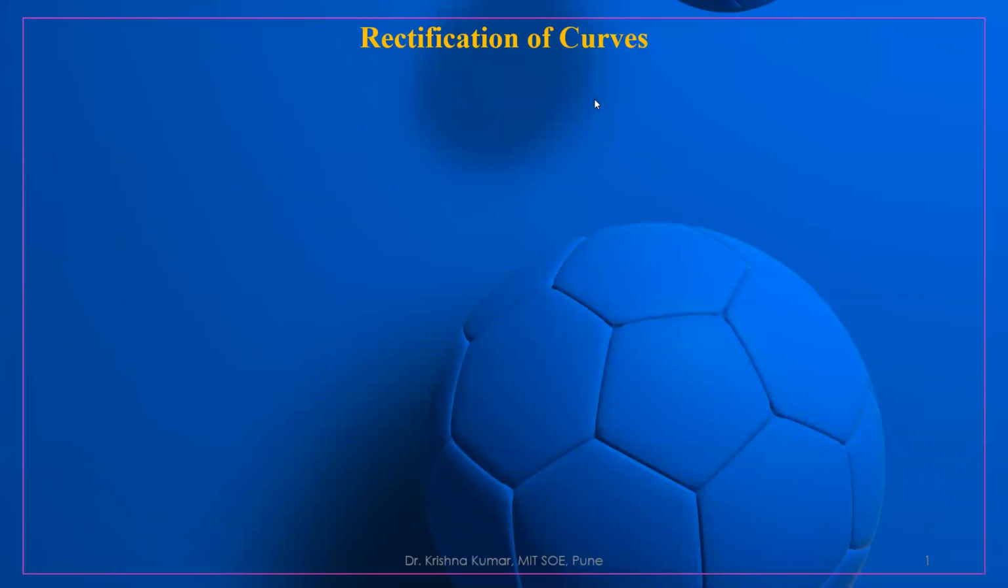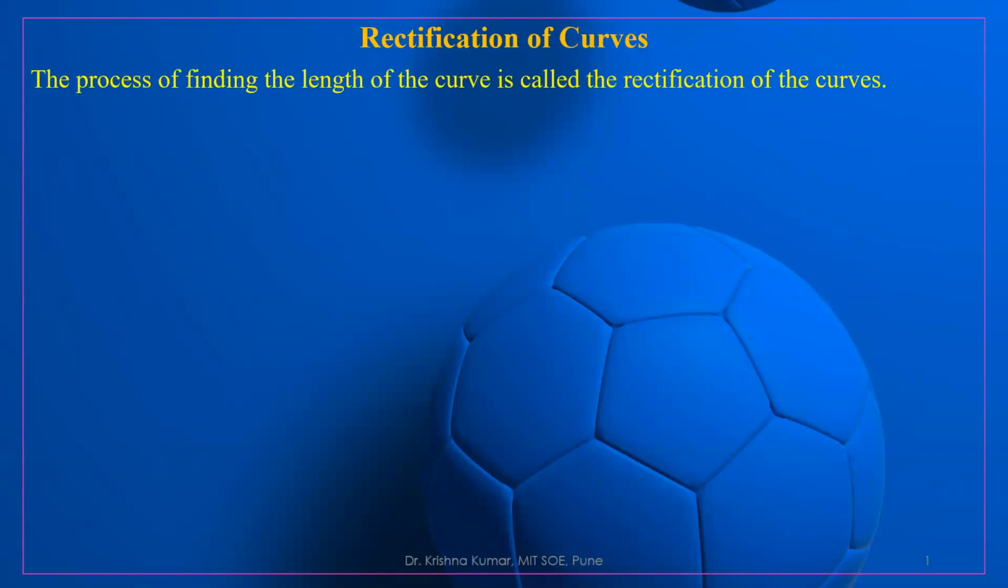Okay. And in unit number 5, we see how to find the area and volume, center of gravity, moment of inertia and so on. So in this lecture, we see what is the meaning of rectification of curves. So what is rectification of a curve? It is nothing but to find out the length of the given curve.